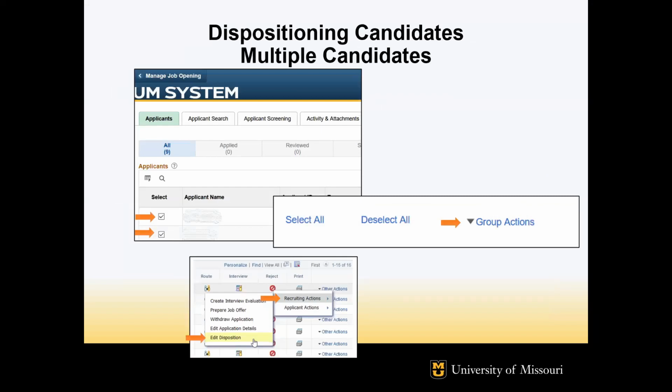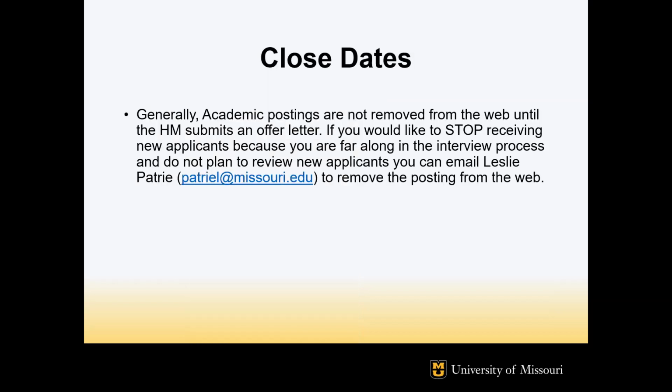You can disposition several applicants at once if you would like. You would select each of the candidates you wish to disposition, go to the bottom and select group actions, recruiting actions, and then edit disposition there.